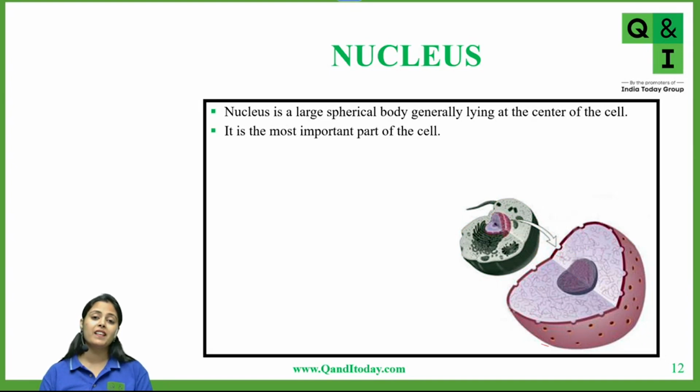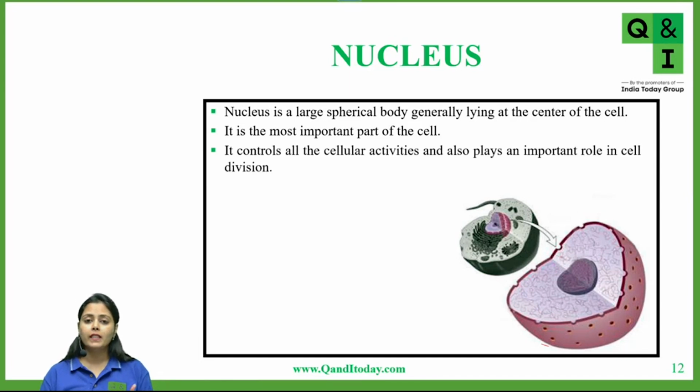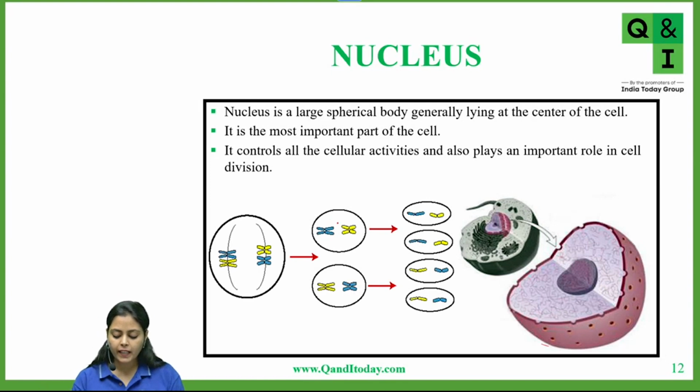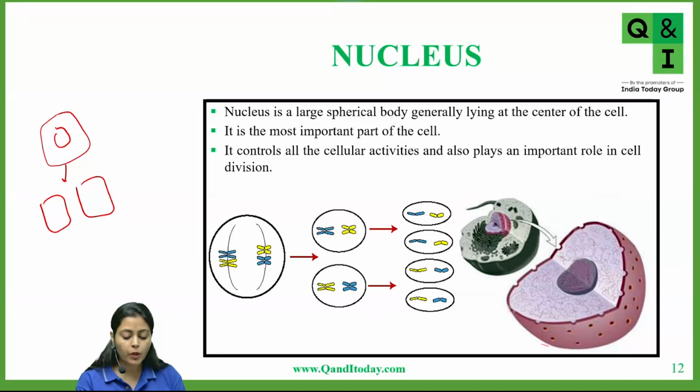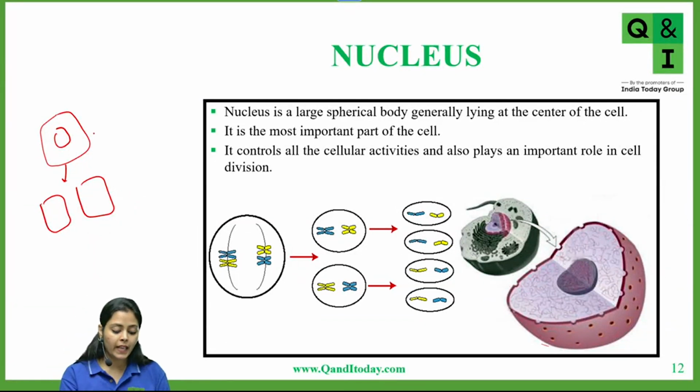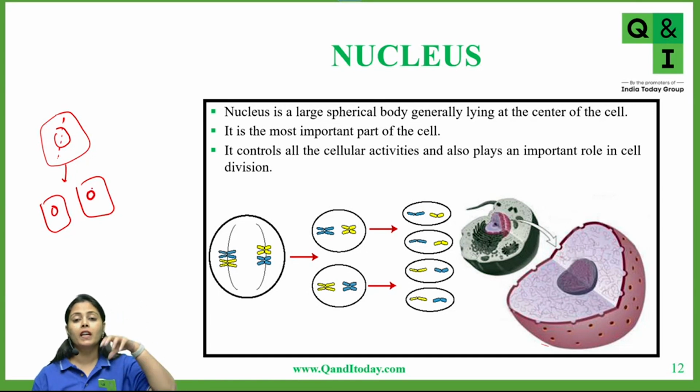Now, it is the most important part of the cell. Just like I told you, it is exactly similar to the governing body. So the nucleus is the most important part of the cell. It controls all the cellular activities and it also plays an important role in cell division. What happens, students, when a cell has to divide into two daughter cells? Because this nucleus is containing all the information in the form of DNA, the nucleus will also get divided. The contents of the nucleus will also get divided and distributed to the two daughter cells. Thus the nucleus also plays an important role during cell division.